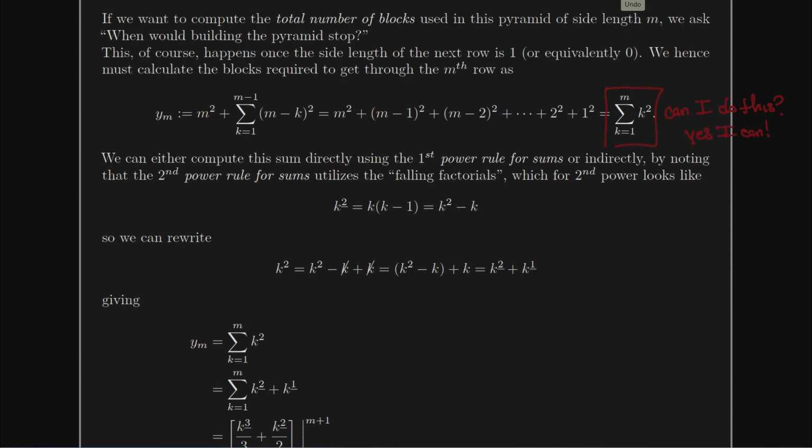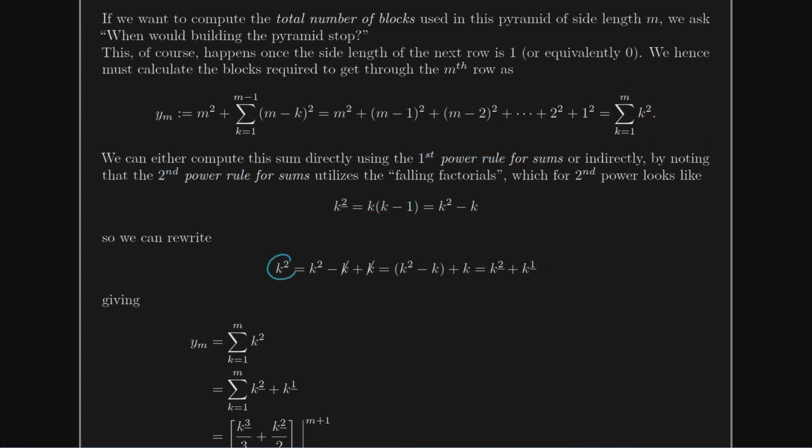I can either use the first power rule for sums going all the way back, but what's going to be a little bit easier is using the second power rule for sums. If you look at k falling factorial 2, that's defined by k times k minus 1, or in other words, k squared minus k, which means that if I add k to both sides and cancel, you see that k squared is k falling factorial 2 plus k. By the way, k falling factorial 1 is the same as k.